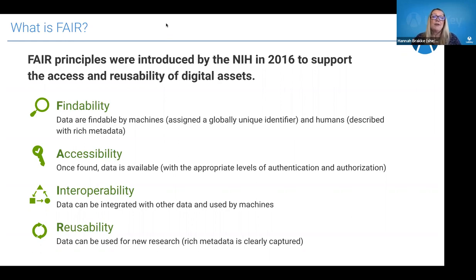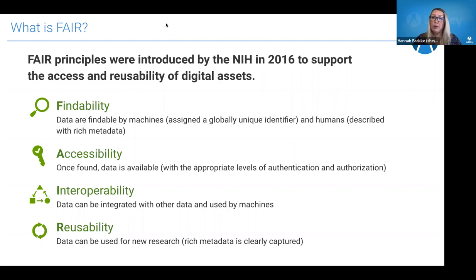After you create this system where data can be found, you also want to make it accessible. This data should be available with the appropriate levels of authentication and authorization, of course, for your organization. Interoperability points to being able to use this data once it is found and accessible, potentially on other platforms or integrated with other systems.